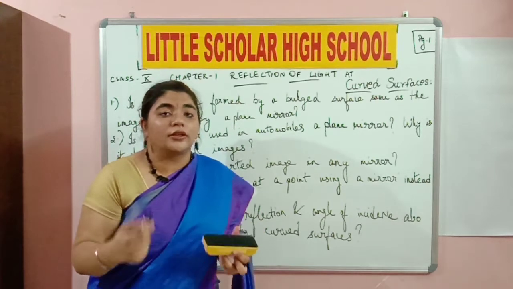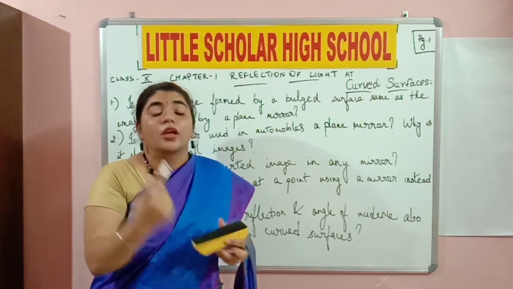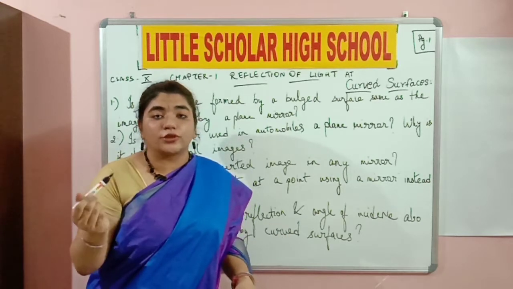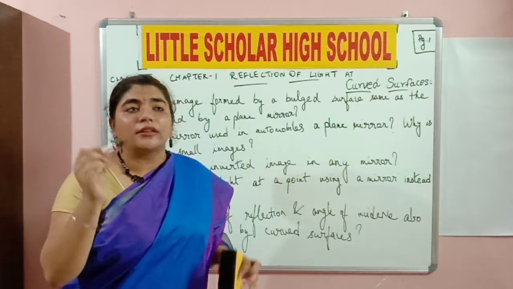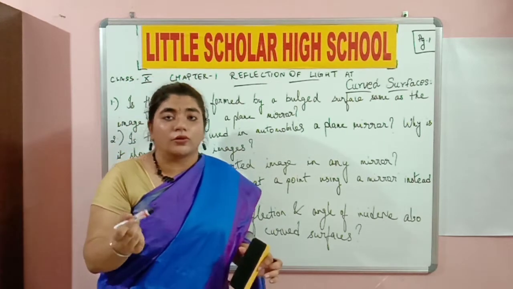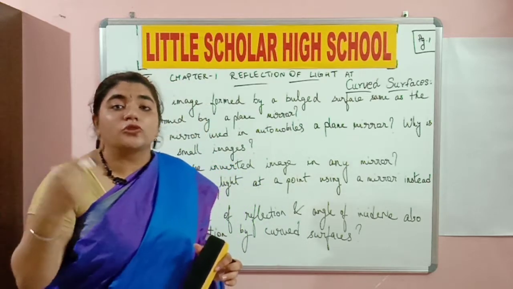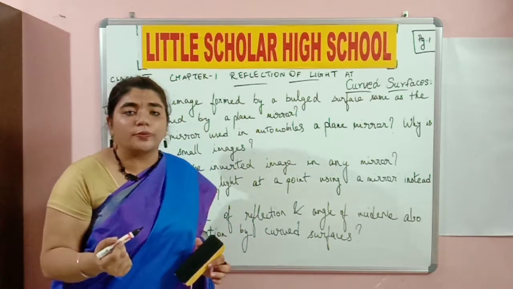But what we have studied earlier is that this bouncing back of light was happening on a plane surface. Now, we will be studying about reflection of light at curved surfaces. These curved surfaces are nothing but the spherical mirrors that we are going to study about. We will also study why they are called spherical mirrors. Before that, we have a few questions to be dealt with.